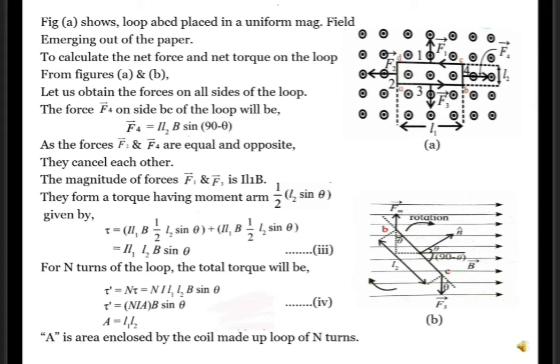If the current carrying loop is made up of multiple turns N in the form of a flat coil, the total torque will be N into tau. Therefore, we can write tau dash equal to N I L1 L2 B sine theta. Let us substitute the term A for L1 and L2. So the equation becomes tau dash equal to NIAB sine theta. Here A is the area enclosed by the coil, and this equation holds good for all flat coils irrespective of their shape in the uniform magnetic field.